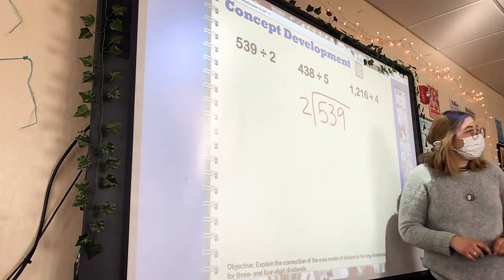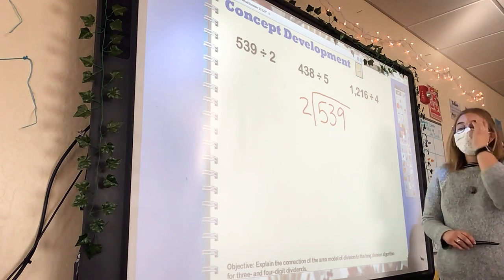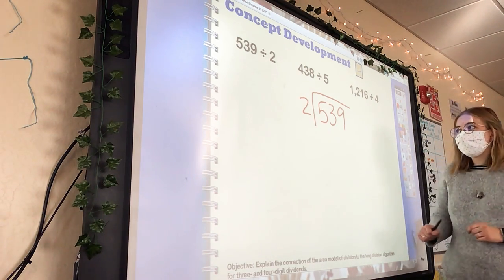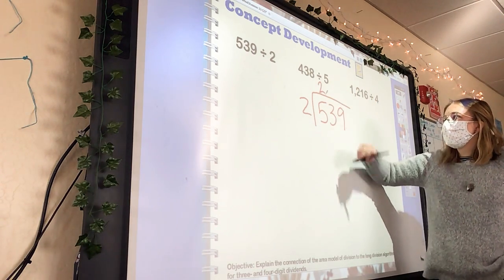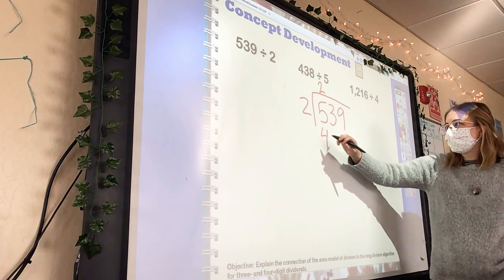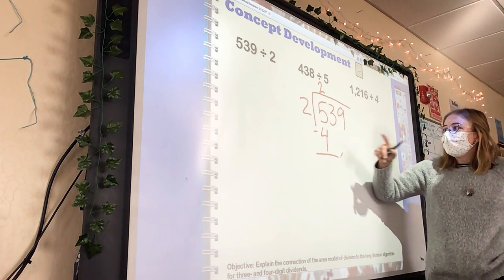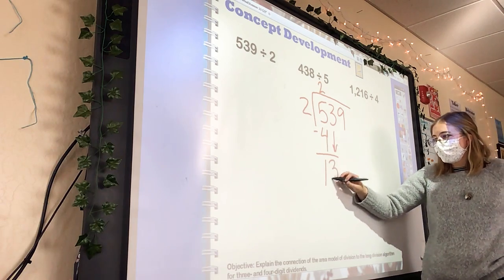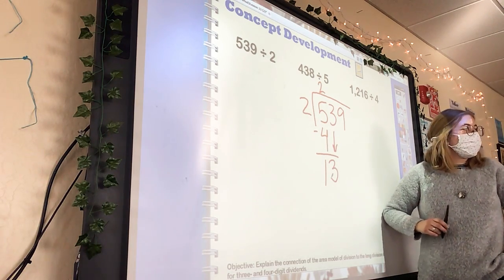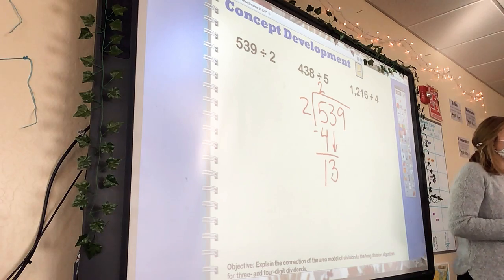Check it out. Here's how it connects. Okay? You guys know how to do this already, right? 2 goes into 500 2 times. 2 times 2 is 4. 5 minus 4 is 1. Bring down the 3. I know the numbers aren't familiar yet, but we're getting there, okay? I'll wait till we're ready.